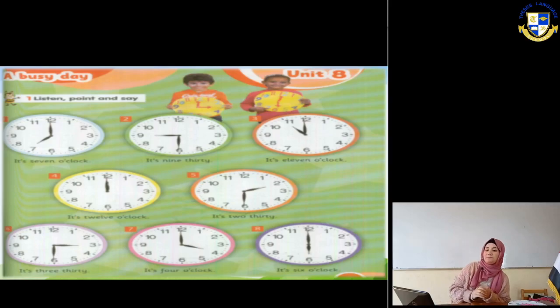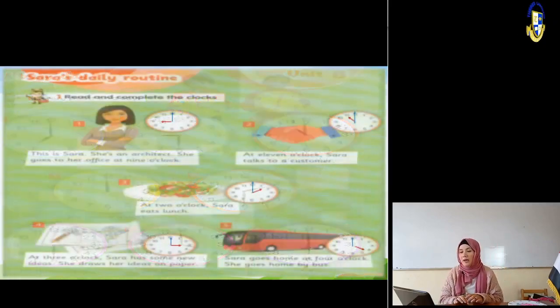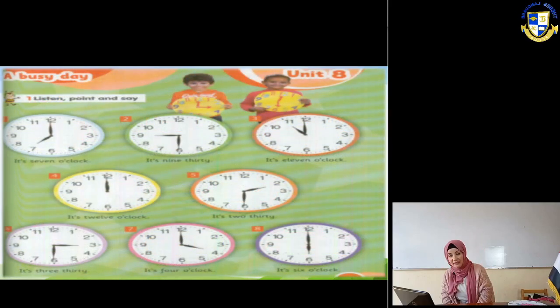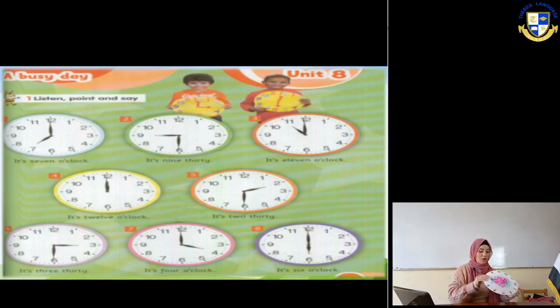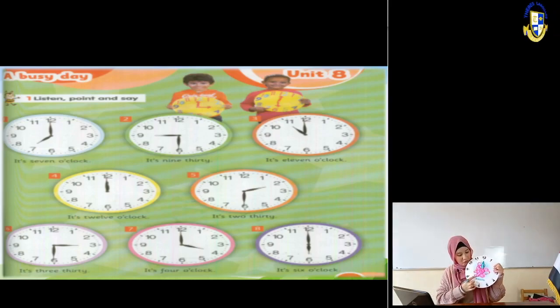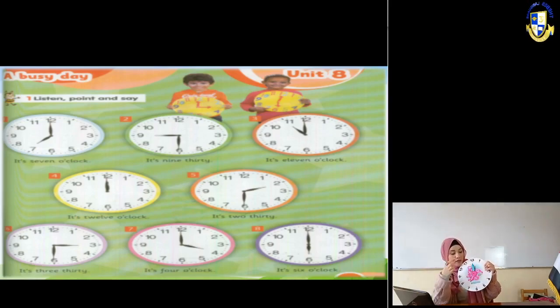Next slide. A busy day. Exercise number 1, listen and say. Number 1, it's 7 o'clock. Can you see? We say the number of the short arm first. We have the clock like this in front of us in our book. What is the number of the short arm? 7. So it's 7 and then it points to 12. It will be o'clock. It's 7 o'clock.